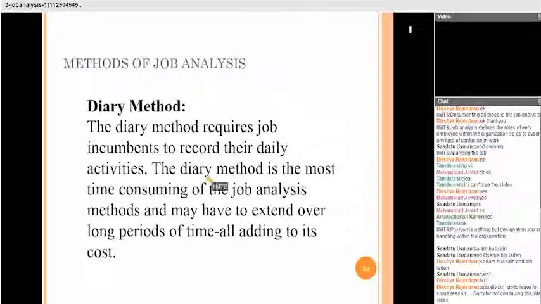Then the diary method. The diary method requires job incumbents to record their daily activities. The diary method is the most time consuming of the job analysis methods and may have to extend over long periods of time, all adding to its cost. So the diary method is a very lengthy process of conducting the job analysis.